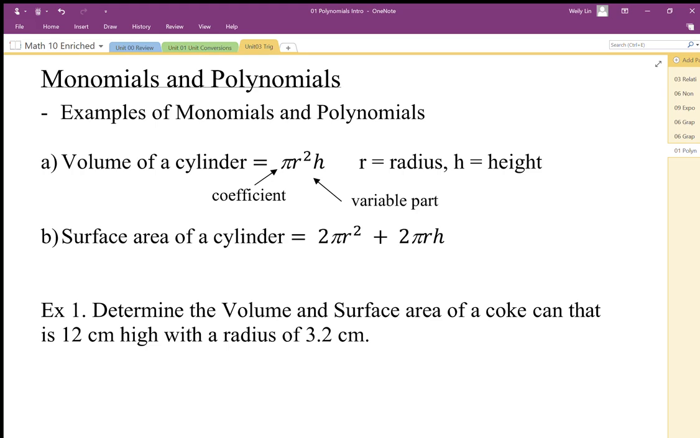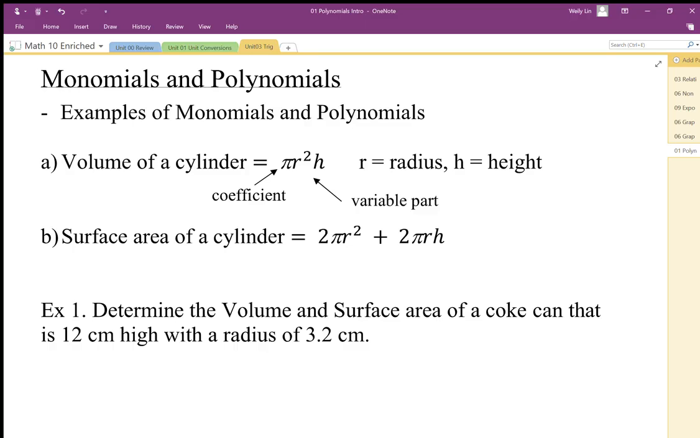In this unit, we'll be dealing with variable expressions and all sorts of different powers with variable expressions, and we'll have to be able to manipulate them and break them apart with addition or multiplication, in particular multiplication, because we will be factoring many of these. So we need to make sure we understand what a monomial and a polynomial is.